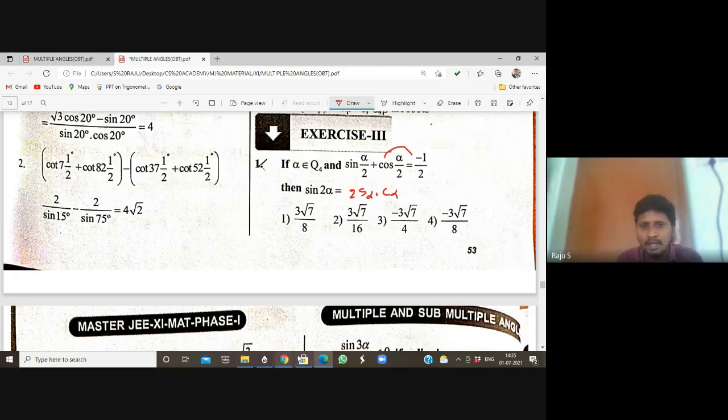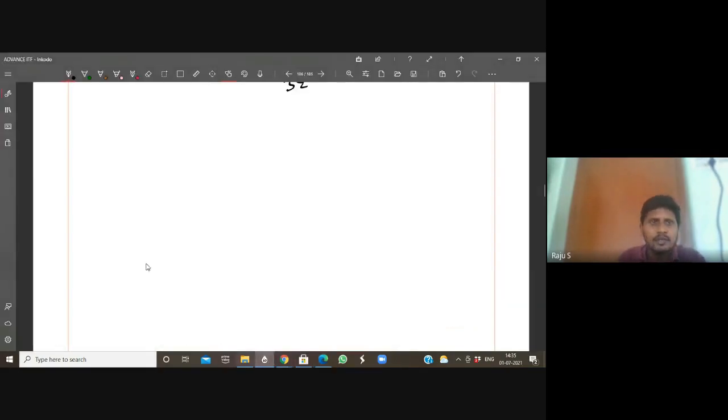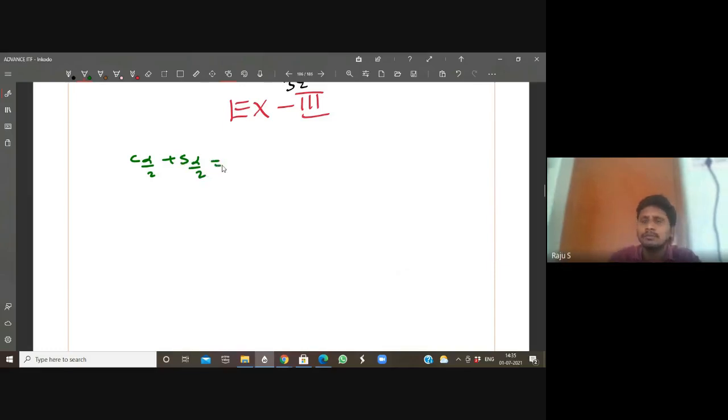Okay, I'll explain to you. What is the first question? Sin alpha by 2 plus cos alpha by 2 is equal to minus 1 by 2. Now squaring on both sides.